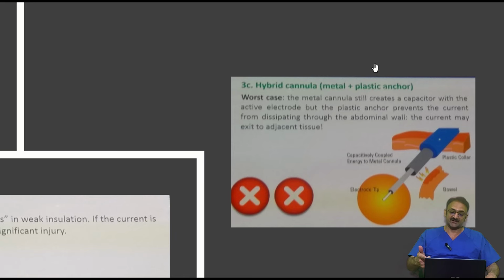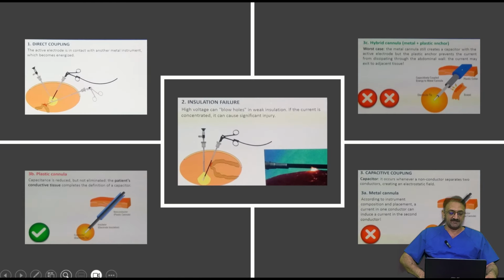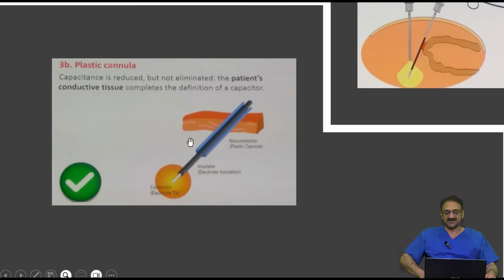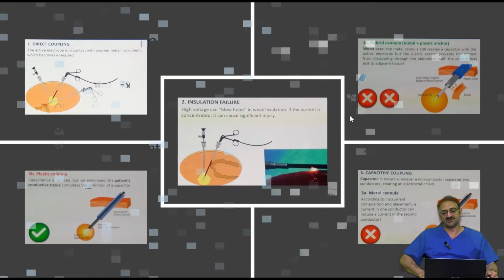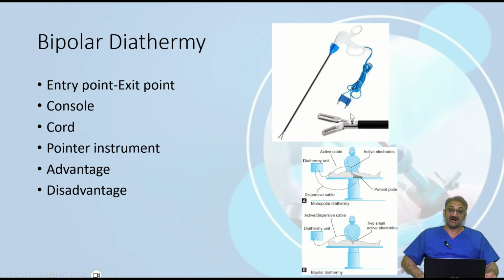reducer, and that can lead to activation of that metallic reducer and turn it into a capacitor. Actually, a capacitor is a metallic object which can store current. So current is stored in that, and that energy then leads to injury. It is a worst case scenario. And here you can see that if you are using a metallic cannula, an insulated instrument in that cannula can really lead to injury of the organs.